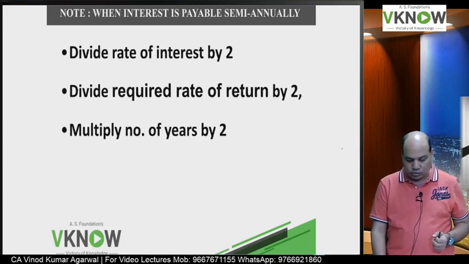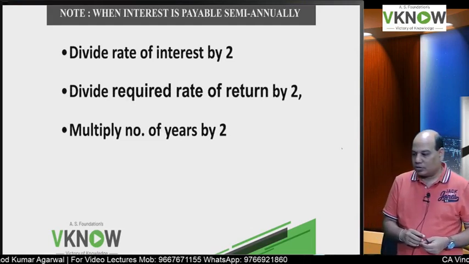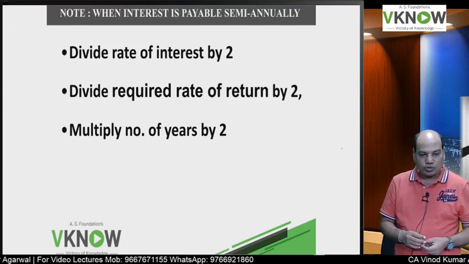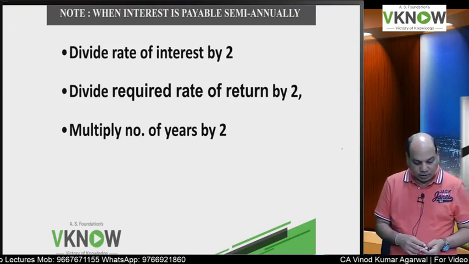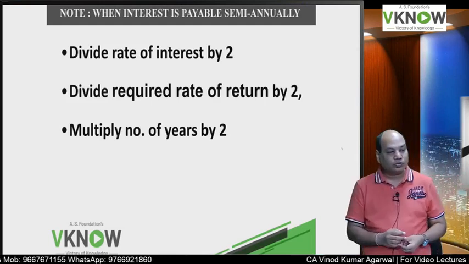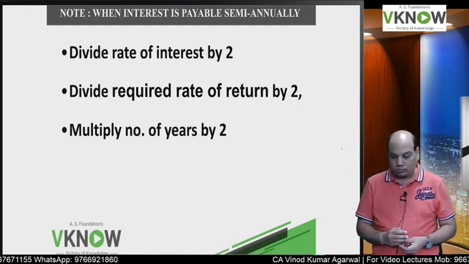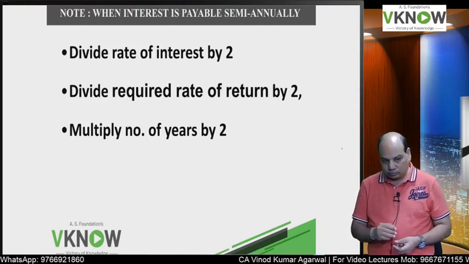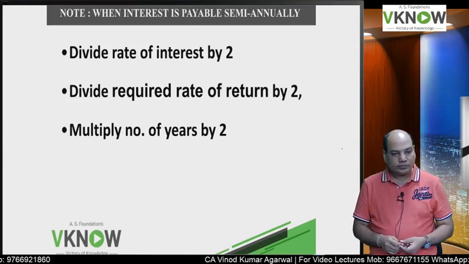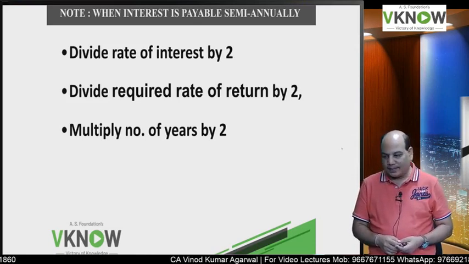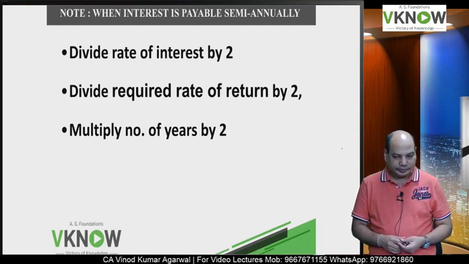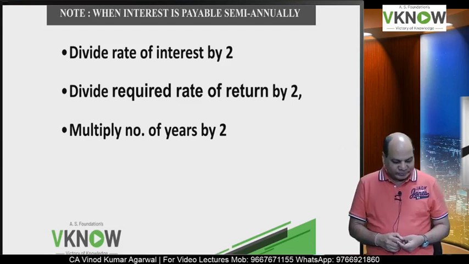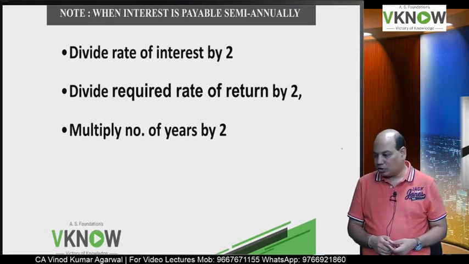When interest is payable semi-annually, you will make 3 changes in your calculations. First, write divide rate of interest by 2. In this example, that 14% will be divided by 2. Then write divide required rate of return by 2. And then write down multiply number of years by 2. Okay. So with that we can solve this.